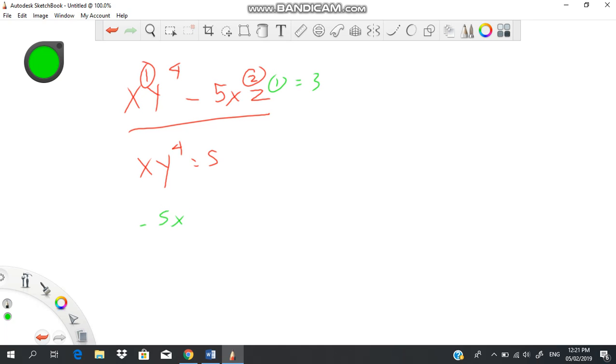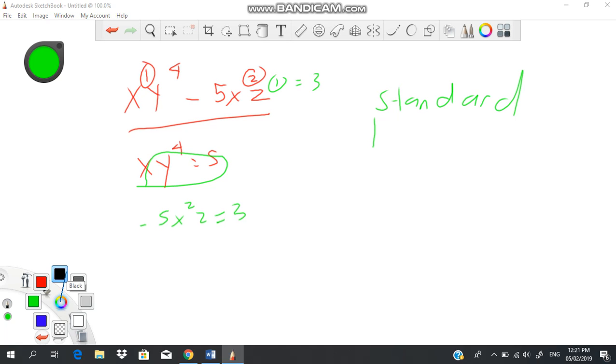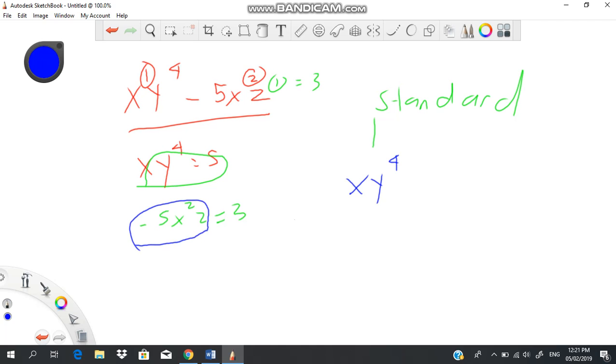So negative 5x squared z is equal to 3, or is a third degree polynomial. Now, because we're going to put it in standard form, we need to put it from the highest degree to the lowest degree. So we'll put this first because it has the degree of 5, the highest degree. So we'll have xy raised to 4, and this one because it has a degree of 3, minus 5x squared z.